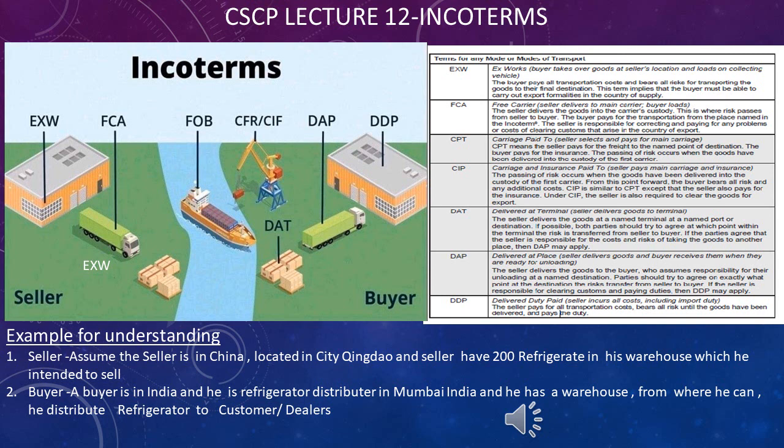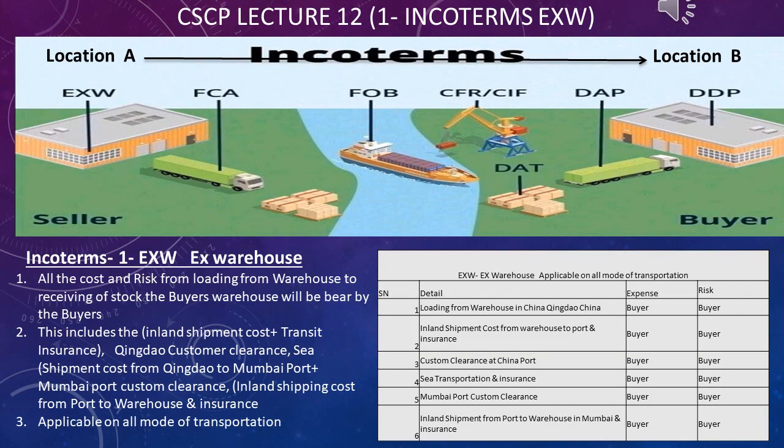he has a warehouse from where he can distribute refrigerators to the customers or dealers. So what's the first term? EXW, Ex Warehouse. So look at the picture.